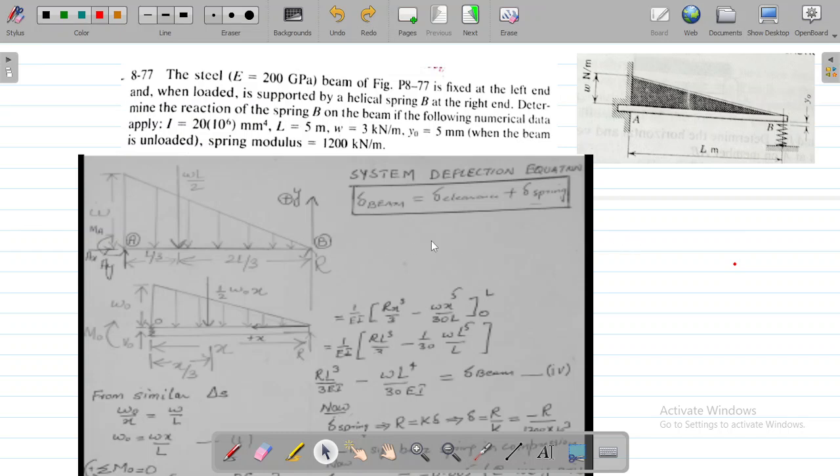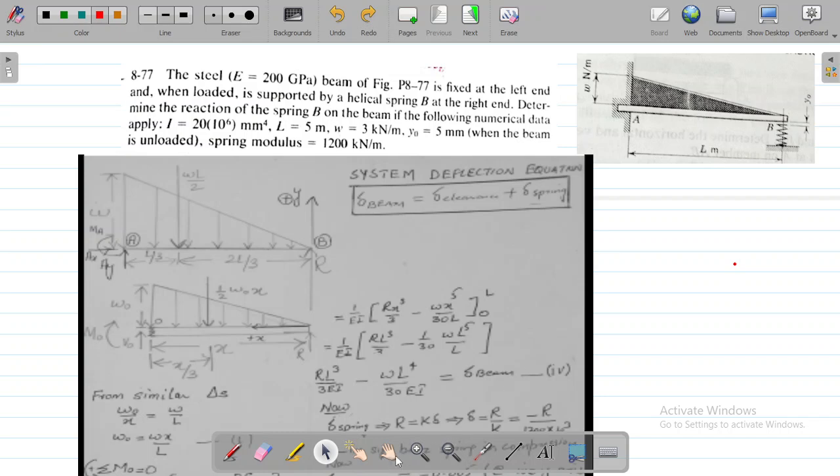So before starting, we should be able to see the deflection equation of this system. Because they are asking us to determine the reaction of the spring B. So for the reaction, basically we have to calculate the deflection of the spring in order to get the reaction. So the equation of this system, the whole beam, when it will undergo deflection, will be equal to the deflection because of this clearance plus the deflection because of this spring. If we add up these two deflections, we will be able to get the total deflection of the beam, and this equation will be very important when we calculate the reactions of this statically indeterminate beam.